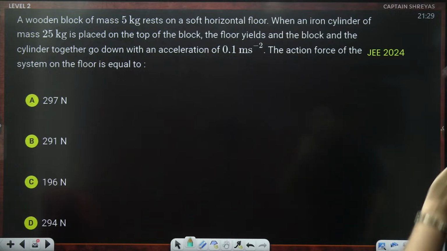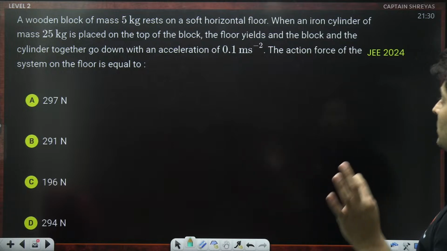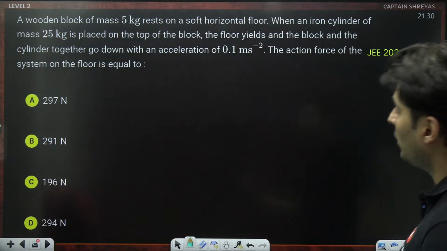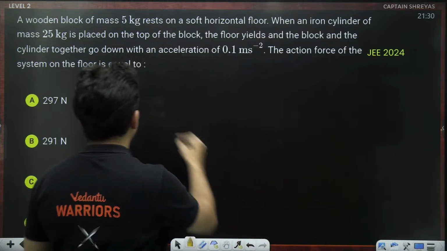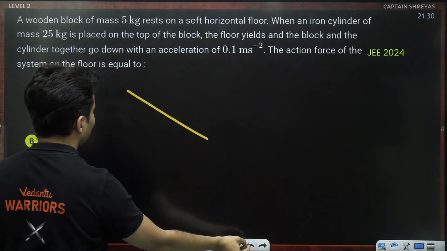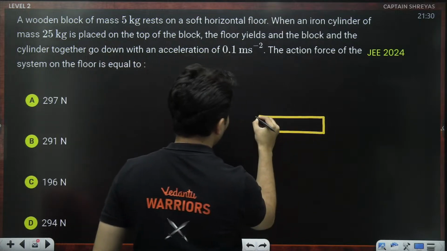A wooden block of certain kg rests on a floor. An iron cylinder is placed on the top of the block. The floor yields and the block and cylinder go down together. Some people got confused. They thought the cylinder is rolling. No, it was not a rolling question. A wooden block is there.